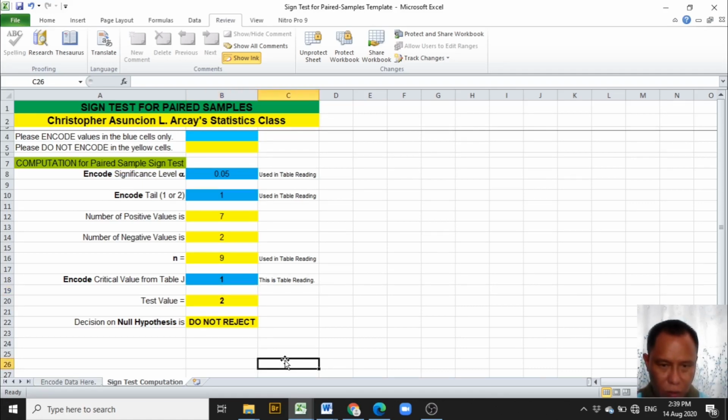This is how the Excel template for sign test for paired samples is used.